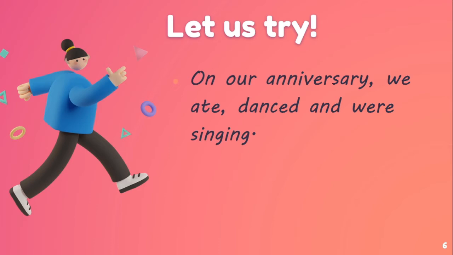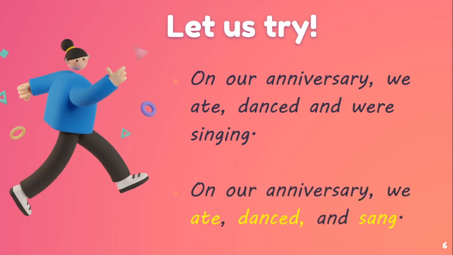On our anniversary, we ate, danced, and were singing. How will you correct this sentence? Obviously, the sentence used past tense, ate and danced. However, were singing is in past progressive tense. So you have to change were singing into its past tense. In correcting this, we have: on our anniversary, we ate, danced, and sang.